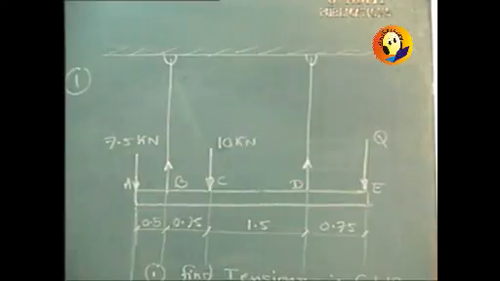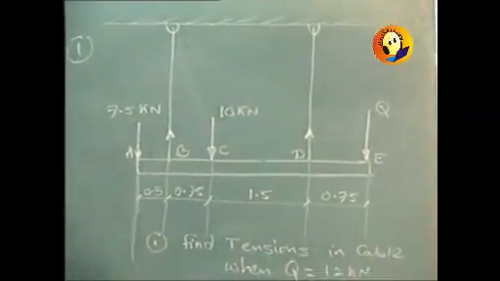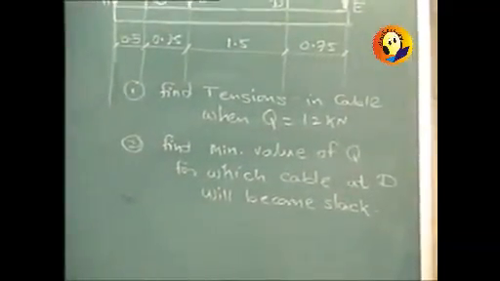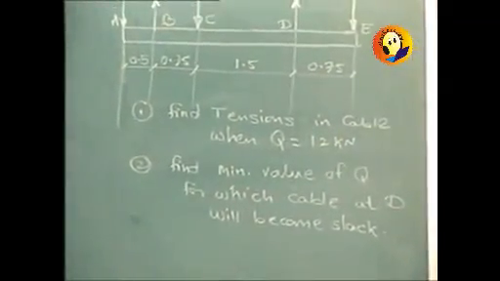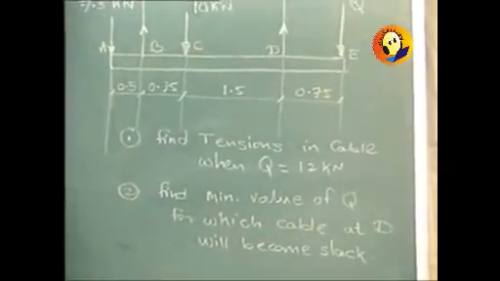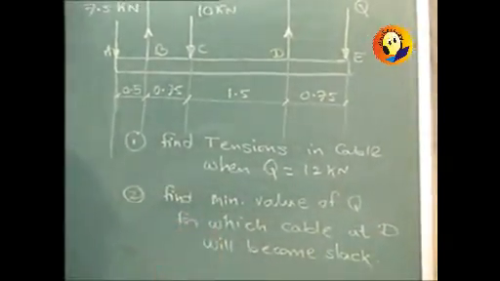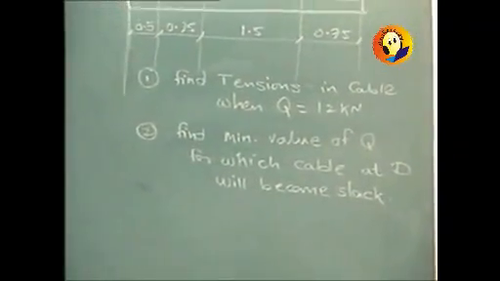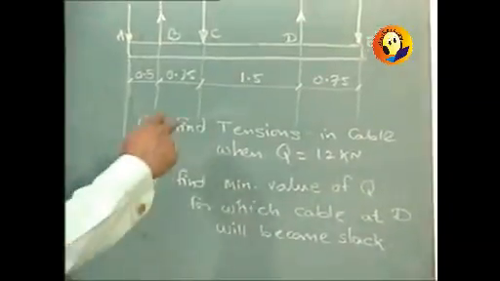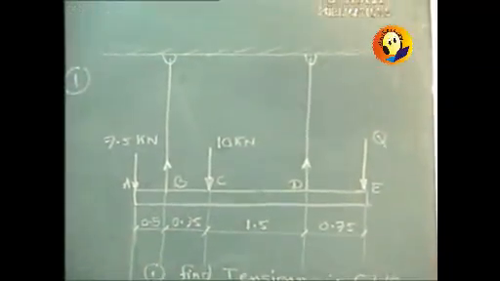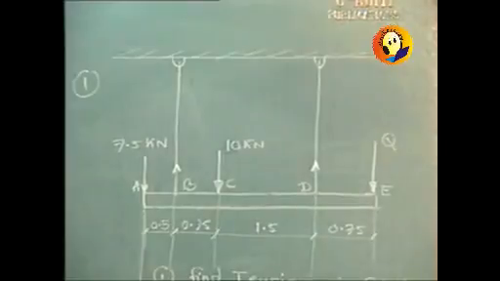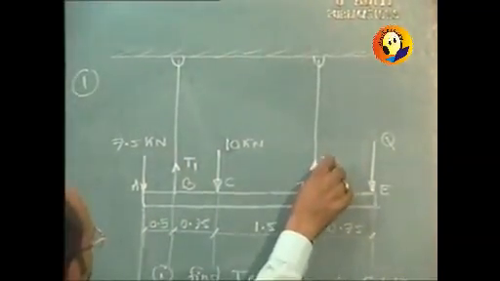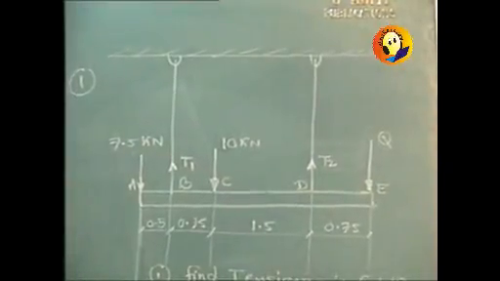Now, let us see the problem statement. First of all, it is said that the tension in the cables is to be found when Q is given to us as 12 kilonewtons. Whereas in the second case, it is said to find the minimum value of Q for which the cable at D will become slack. Let us go back to the figure. So far as these two forces are concerned, we can name them T1 and T2, and both are in the vertical direction.